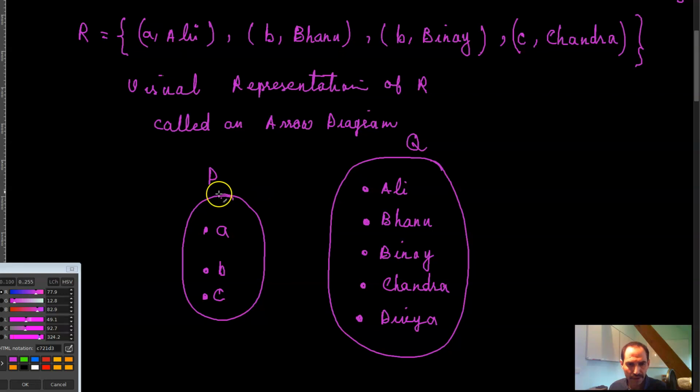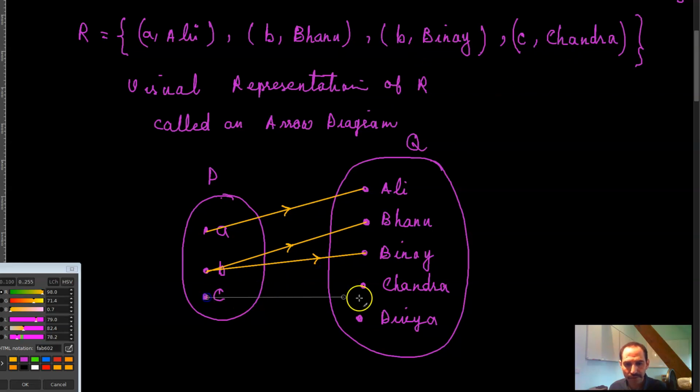Now this relation from P to Q would be represented by this arrow diagram with A to Ali, B to Bahanu, B to Binoy, and C to Chandra. Right? That is a visual representation of that relation that we defined in that particular case.